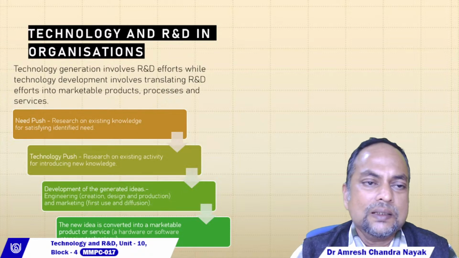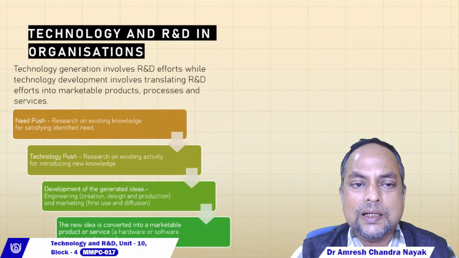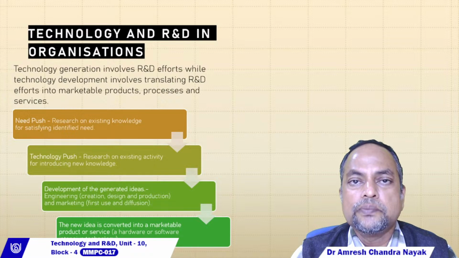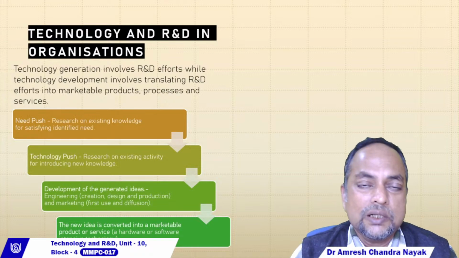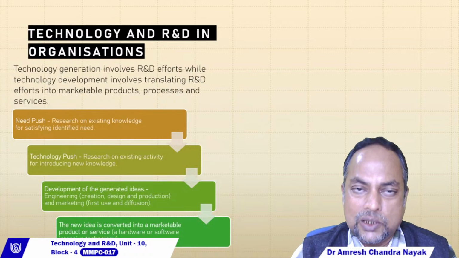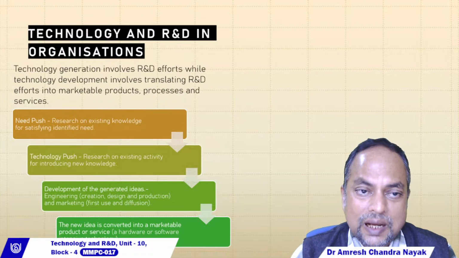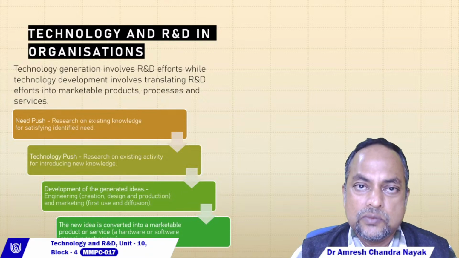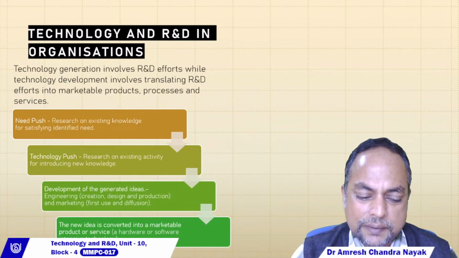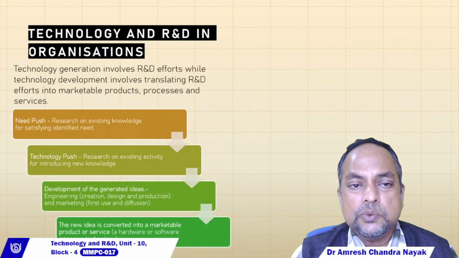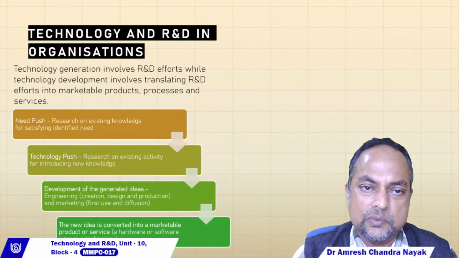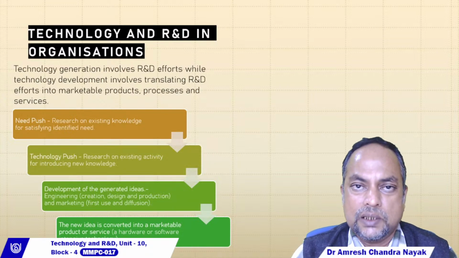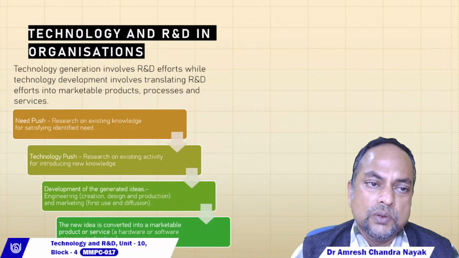Right now, most of the time there is a misconception among people that technology generation and technology development are mixed up with the research and developmental aspects of the organization, but they do have minor differences among themselves, right? Whenever we talk of technology generation, that involves research and development. We do understand that particular concept, right?